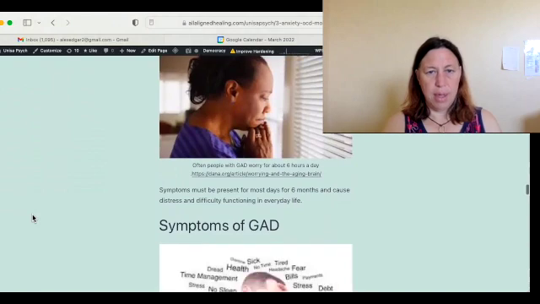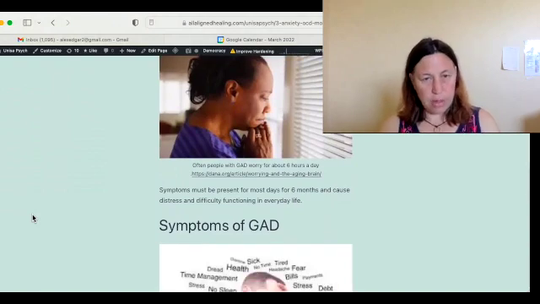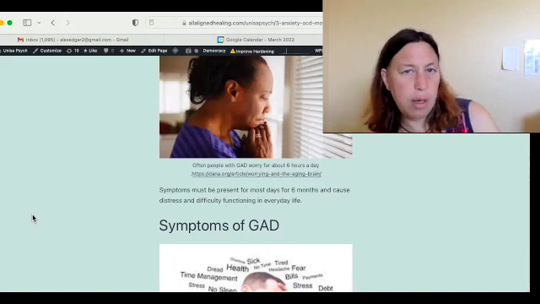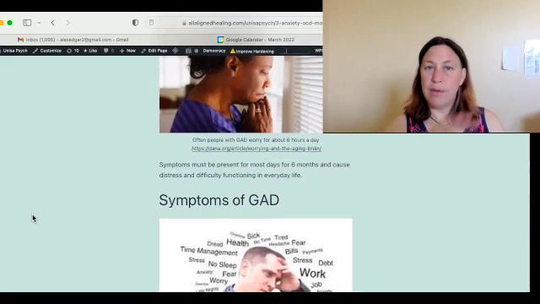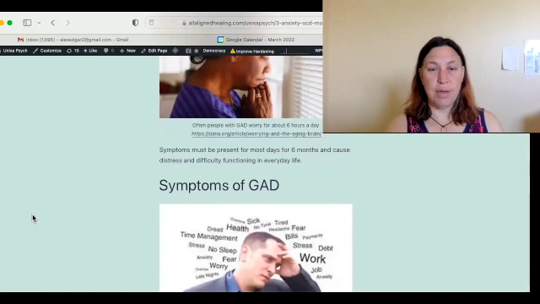Okay. In order to be positively diagnosed, symptoms must be present for most days for 6 months and cause difficulty and distress in functioning in everyday life. Also for at least an hour a day. Below that is not qualified as a positive diagnosis for GAD.